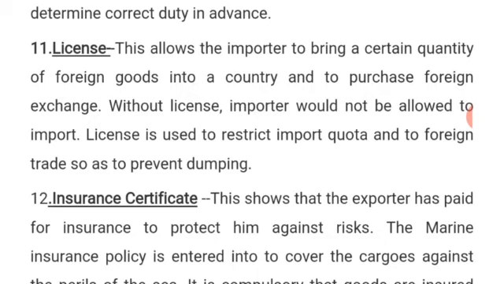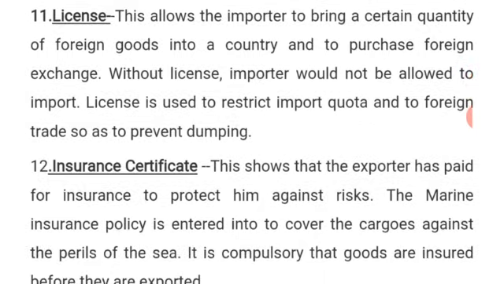License is also used to restrict import quota. When you say import quota, quota is the restriction on what is to be imported. That is, every importer will be given a certain quantity of goods to be imported into the country. So license is used to restrict what is to be imported in foreign trade, so as to prevent dumping, so that they will not turn a country into a dumping ground.